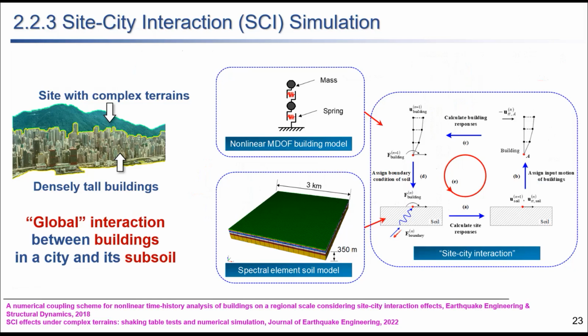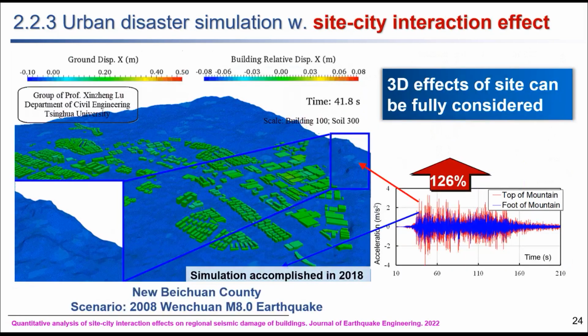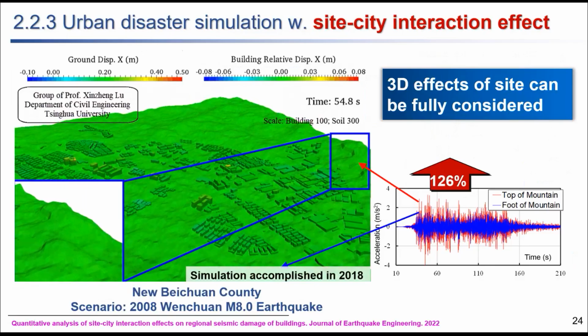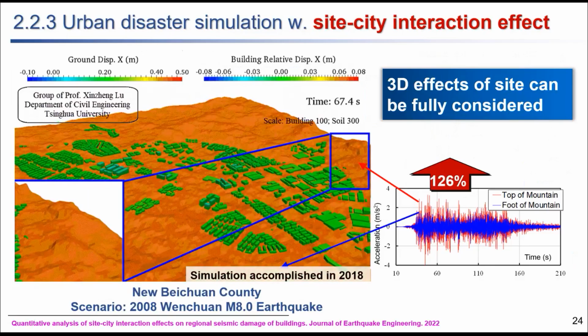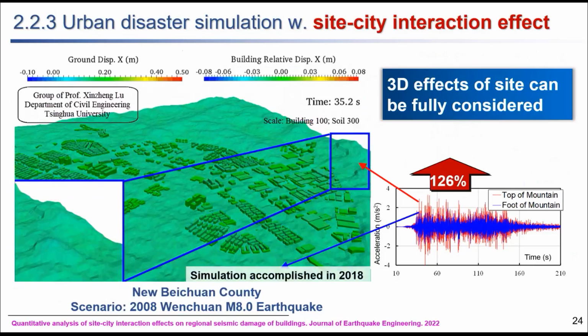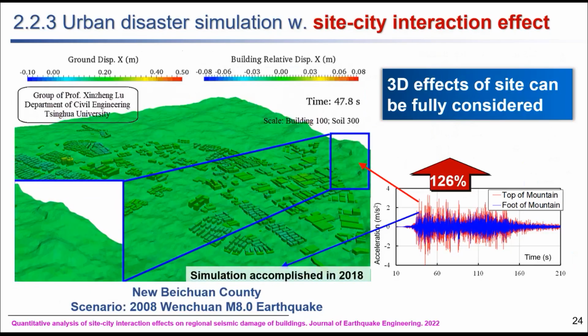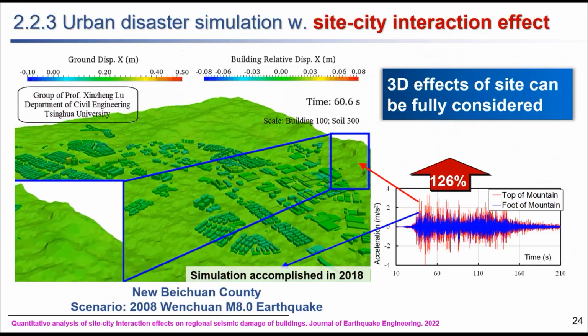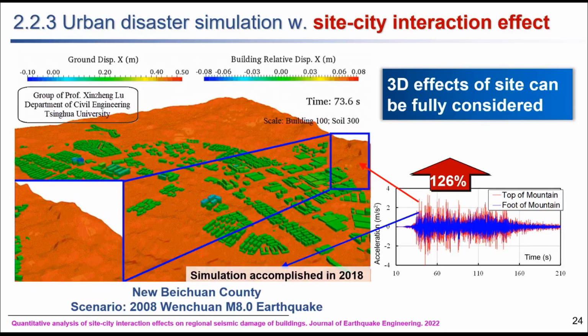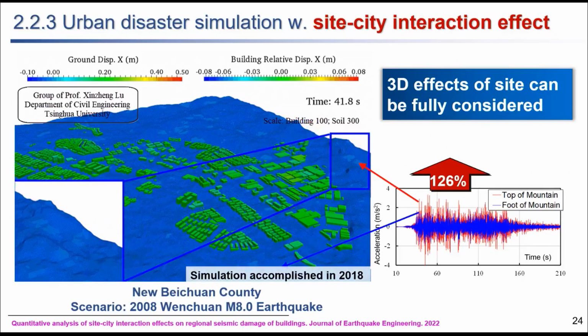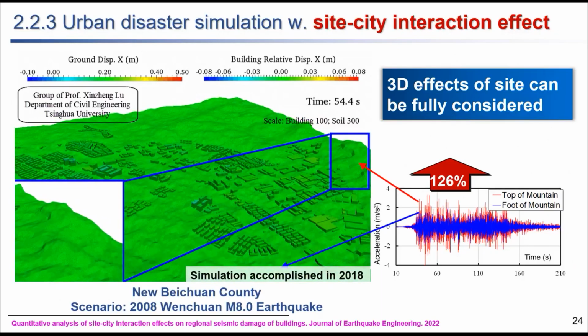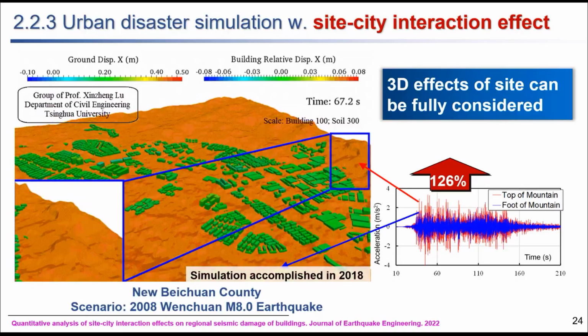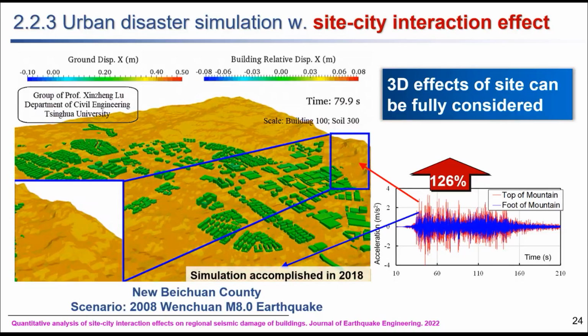Okay, this is what people call the site-city interaction. So this is one example. Here the Beichan city is constructed on a mountain area. So we input the ground motion. We can see that, at that time, we can not only simulate the shaking of the building, but also the shaking of the mountain. So we can clearly see that the ground motion on the top of the mountain is higher than the one at the foot of the mountain. So this is what we call the terrain effect of this site.